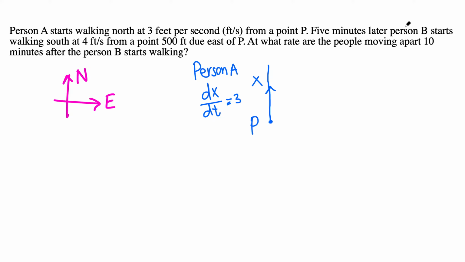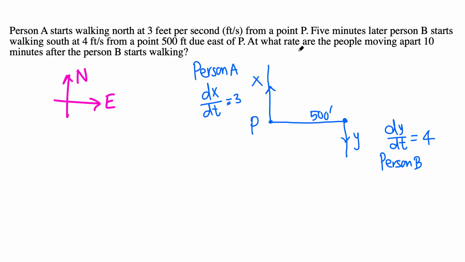And 5 minutes later, person B starts walking south from a point 500 feet due east of B. So east 500 somewhere here, and walks south at the rate. So let's say this is person B here, and x and y, and the rate dy over dt is 4 feet per second, and this is 500 feet.